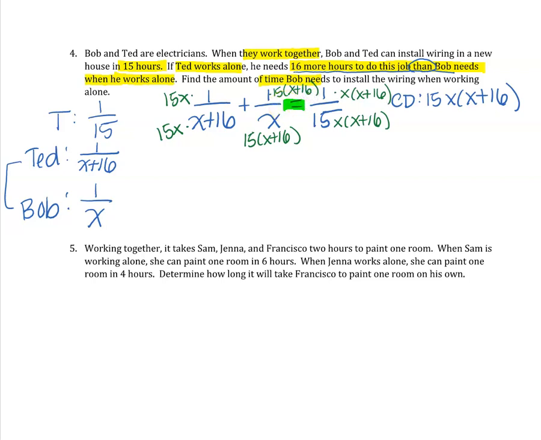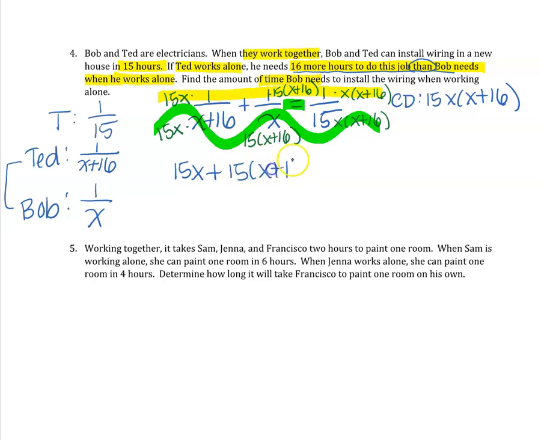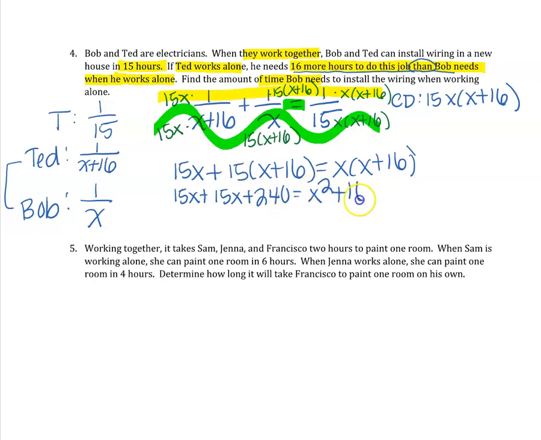When the problem equates, we can drop the base and solve the numerator. So I have 15x times 1 plus 1 times 15 times x plus 16 equals x times x plus 16, because it was times 1. All right, clean this up. 16 times 15 is 240. X squared plus 16x. All right, let's clean this up a little bit.